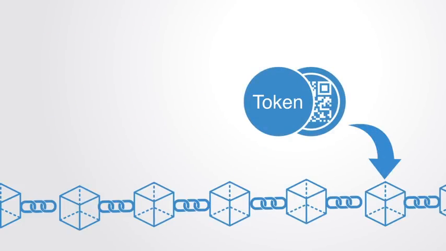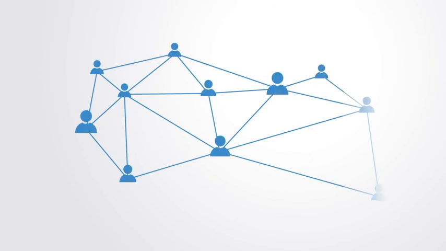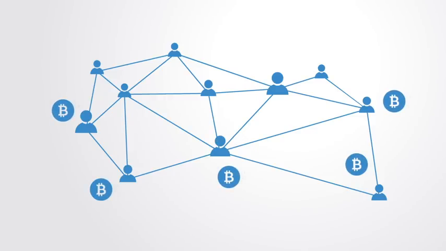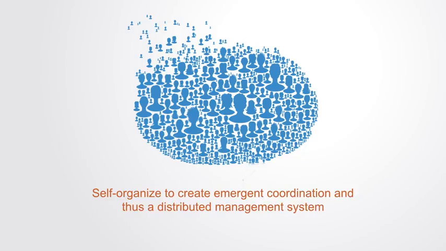A token is a quantified unit of value that is recorded on the blockchain. This value may be of any kind. It may be likes on social media, it might be a currency, it might be the integrity of an ecosystem, or it might be an electrical unit. Token networks consist of a network of independent nodes that act autonomously, but through incentive structures and the signaling system of the market, self-organize to create emergent coordination, and thus a distributed management system.